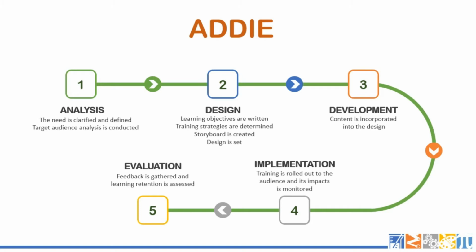The next step of ADDIE, the fourth one, is implementation. In this step, the ready course or training is rolled out to the audience and its impact is monitored. The last step of this framework is evaluation. In this step, feedback is gathered and learning retention is assessed.